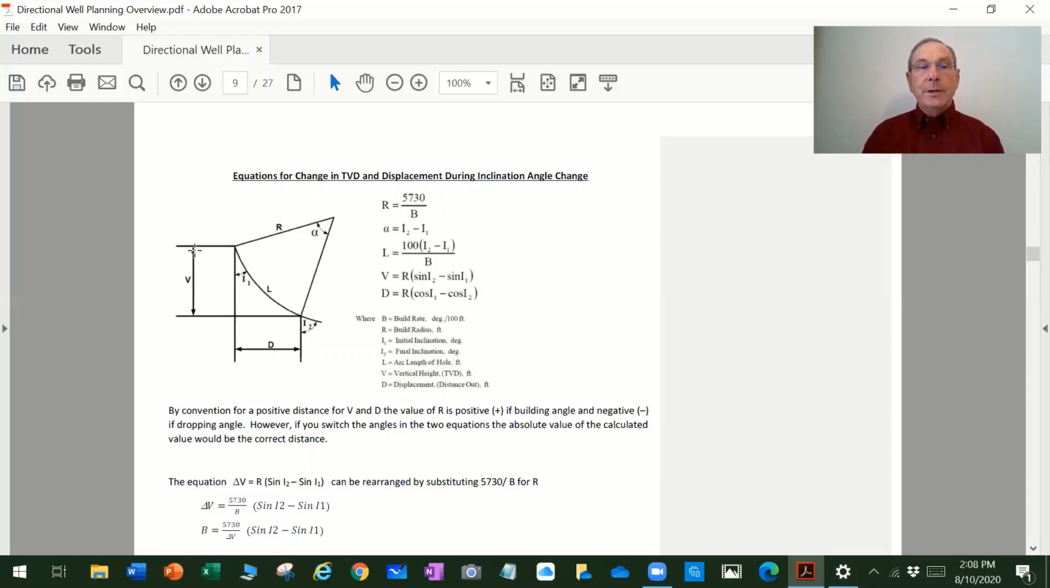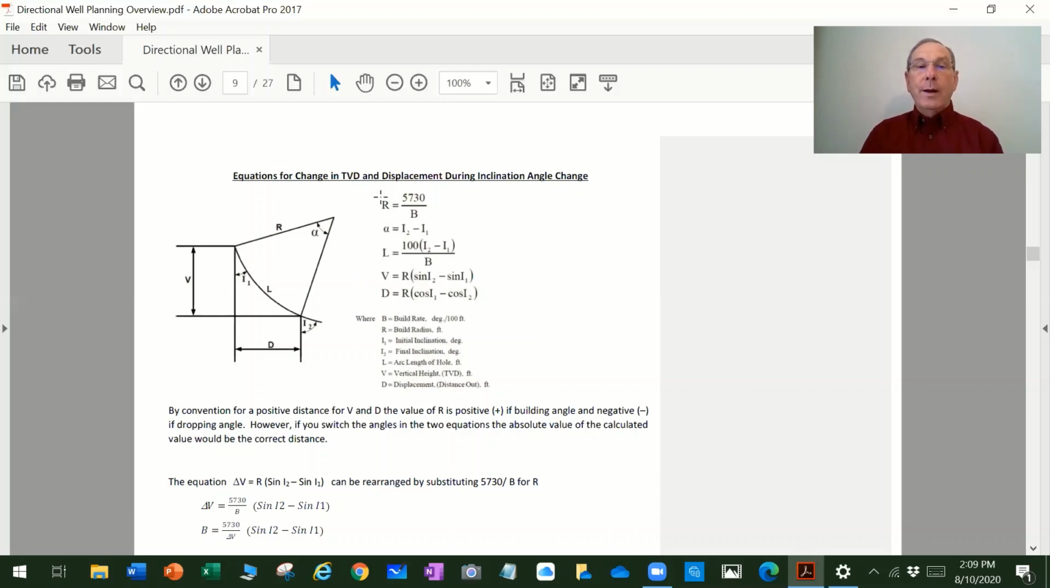So it has a distance V, which is the vertical distance that takes place while you're changing angle. And it also has the D, the displacement that takes place while you're changing inclinations. And it also has the length that you would drill while you're doing that. Anytime you're doing that, you're going to have two different angles: the inclination at which you started this angle change, and the inclination at the end once you've completed making your angle changes.